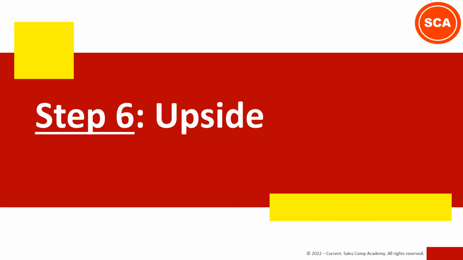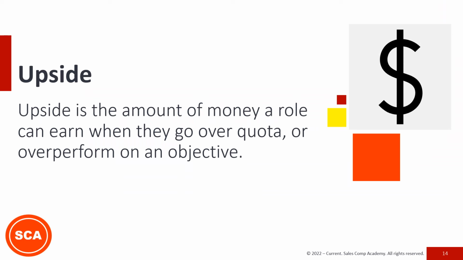Step 6 is upside. Upside is the amount of additional incentive payment a role can earn over quota or objective. Meaning, if an employee hits quota, what can they earn above that target? Do they get paid more per dollar of new revenue over quota? Is there a higher commission rate over quota? Generally, most companies give upside for roles that go over quota.